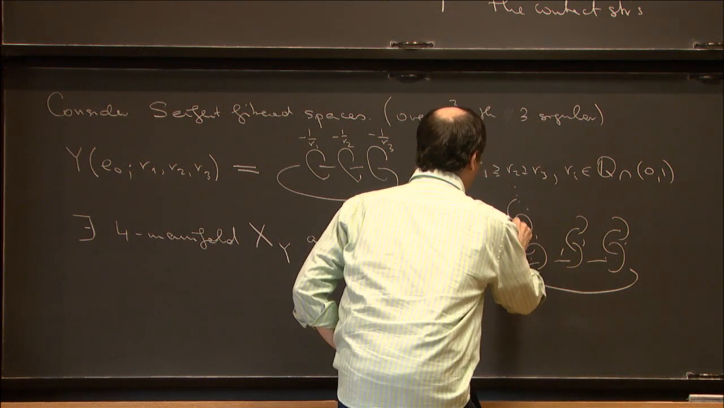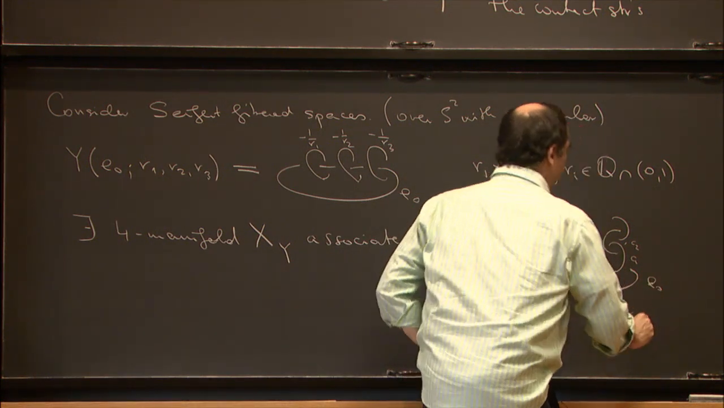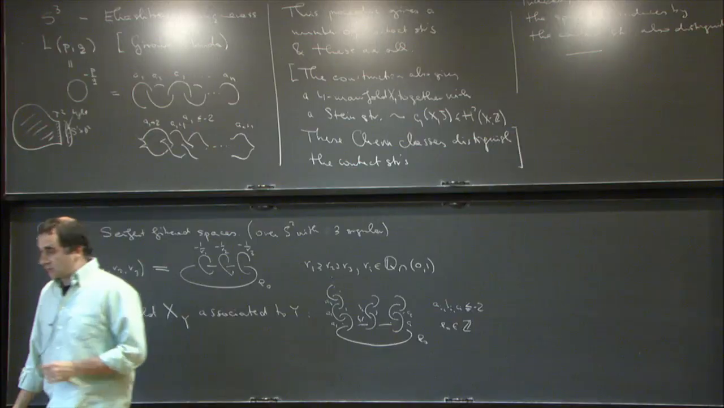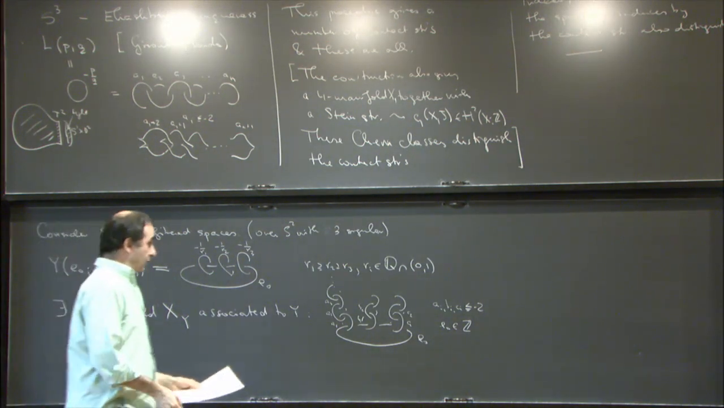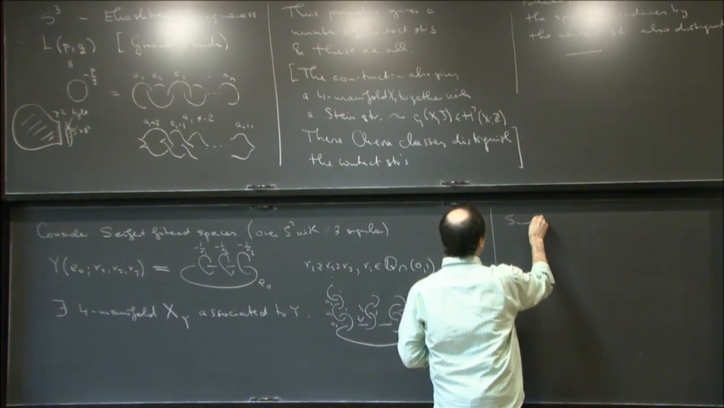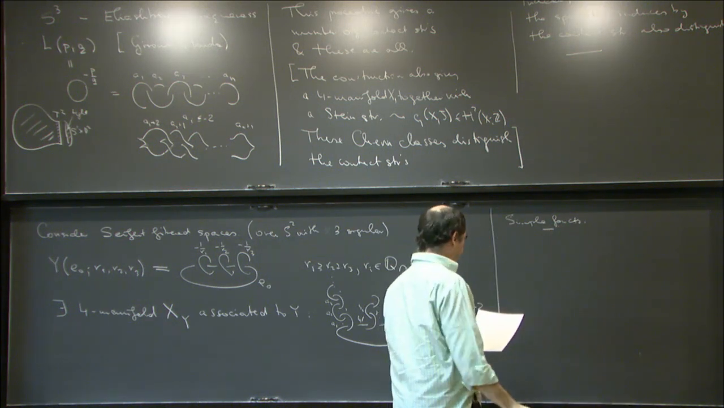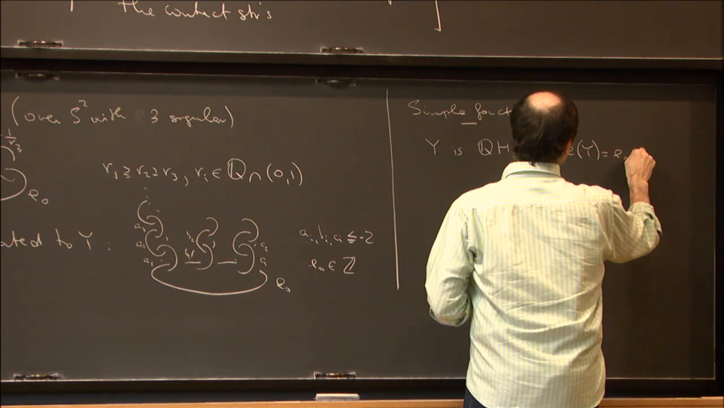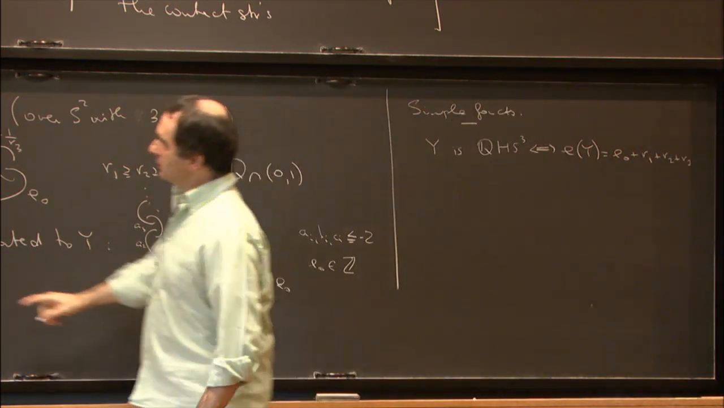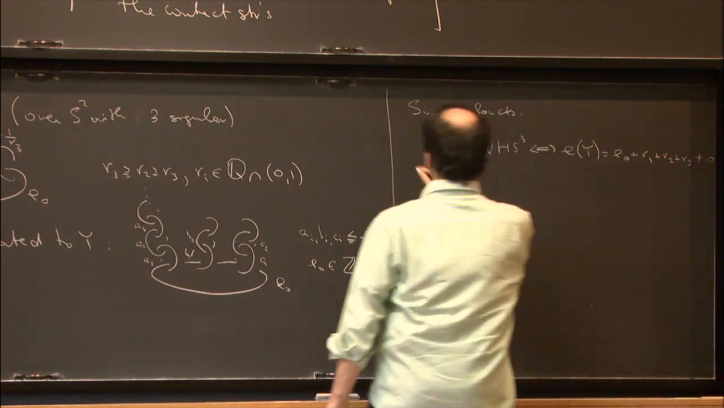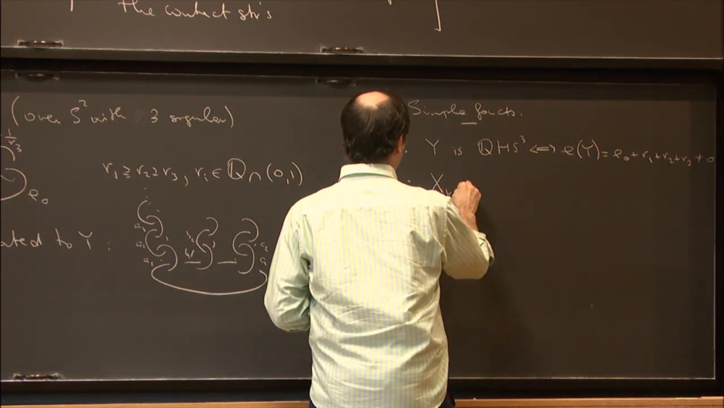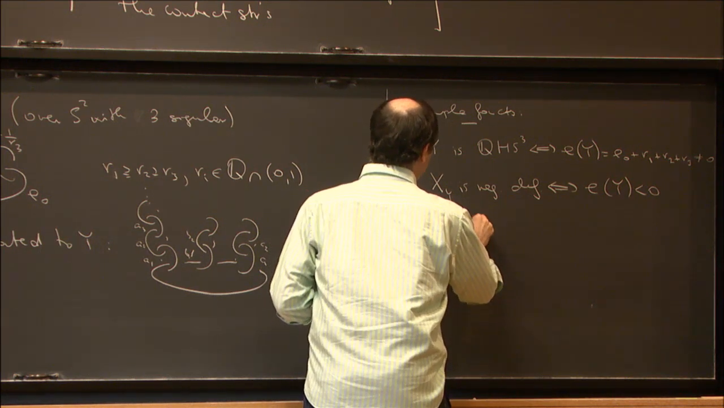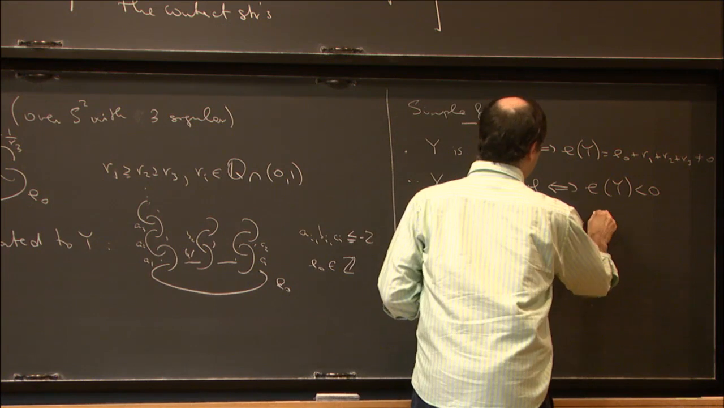So the framings are A1, A2, A3, B1, B2, and so on, C1, C2, A0, and AI, BI, CI are all at most -2, and A0 is just an integer. So let me just tell you a few simple observations, so simple facts. The first is that Y is a rational homology sphere if and only if the number we get by adding these parameters up, E0 and all the Ri's, is non-zero. And what else? XY is negative definite if and only if this number is negative, and it has B2 plus equals 1 if this number is positive.